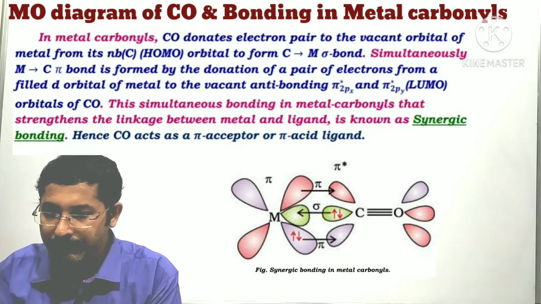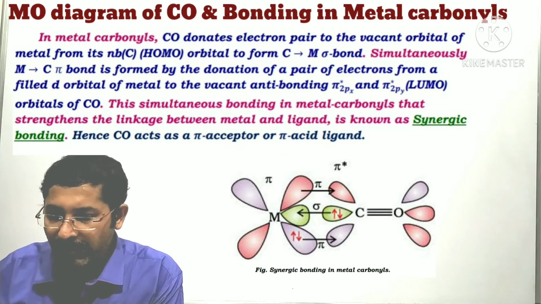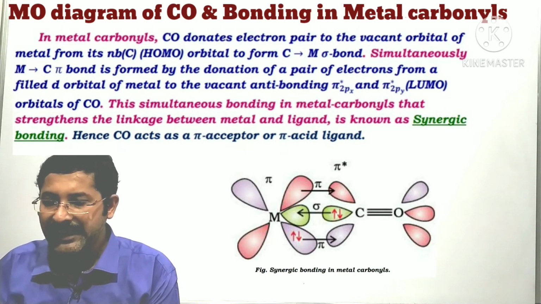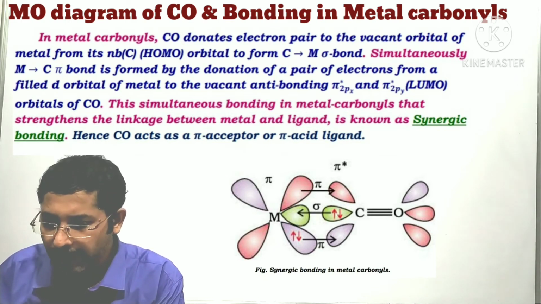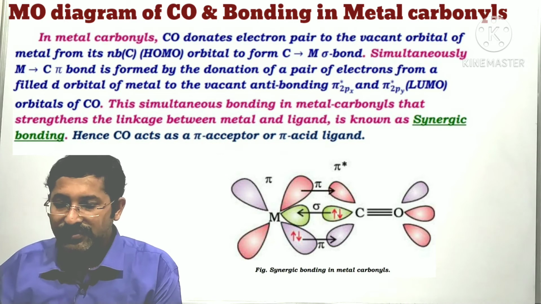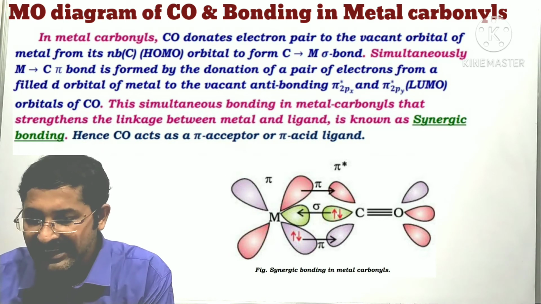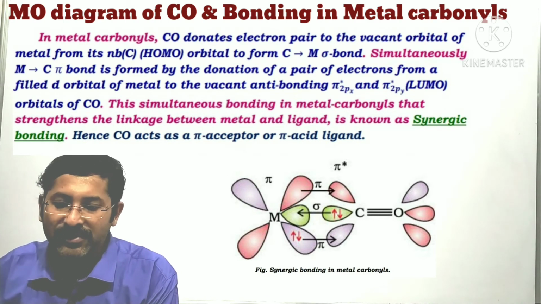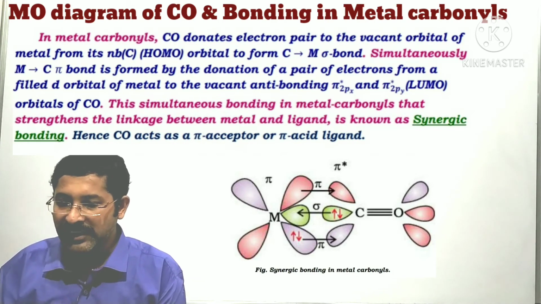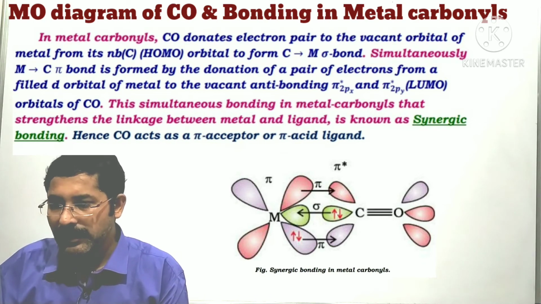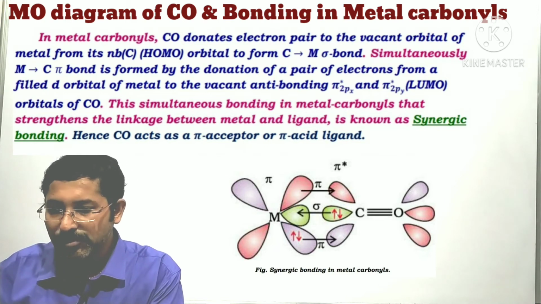And simultaneously, a metal to carbon pi bond is formed by the donation of a pair of electrons from a filled d orbital of the metal to the vacant antibonding pi star 2px and pi star 2py, that is lowest unoccupied molecular orbital, of carbon monoxide. This simultaneous bonding in metal carbonyls that strengthens the linkage between metal and the ligand is known as synergic bonding. Sometimes it is known as synergic effect, synergism, etc. It is denoted by different terms. This is known as synergic bonding.